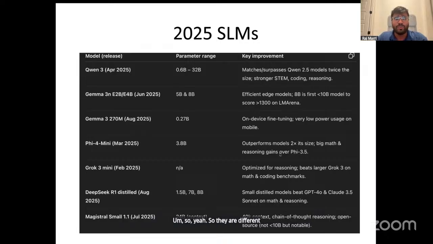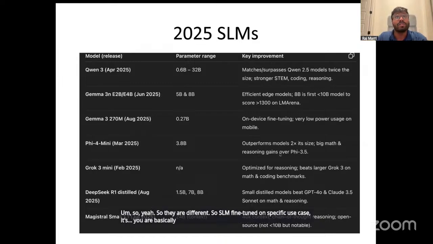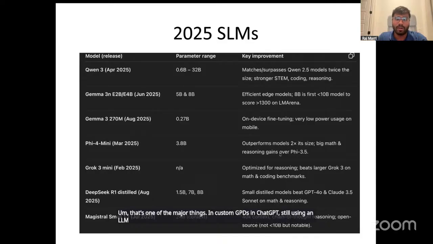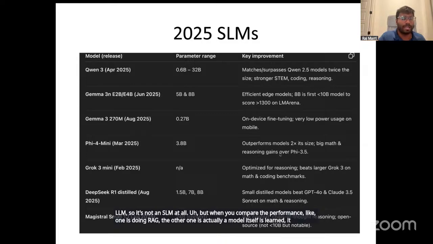An SLM fine-tuned on a specific use case saves you a lot of money on inferencing. You're also getting low latencies. You're getting great performance by fine-tuning them, right? That's one of the major things. Custom GPTs in ChatGPT still use an LLM, so it's not an SLM at all. When you compare performance, one is doing RAG, while the other is a model that itself has learned. It changed its behavior with fine-tuning.